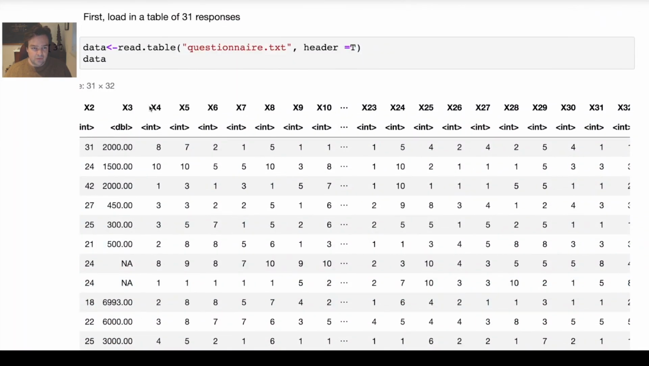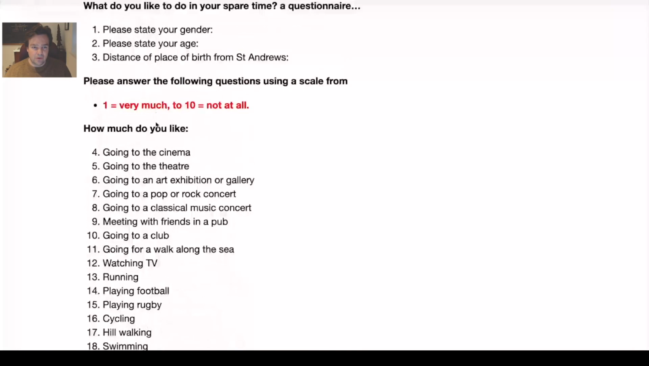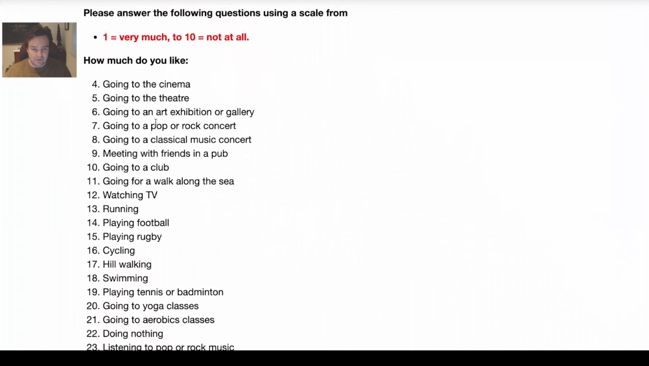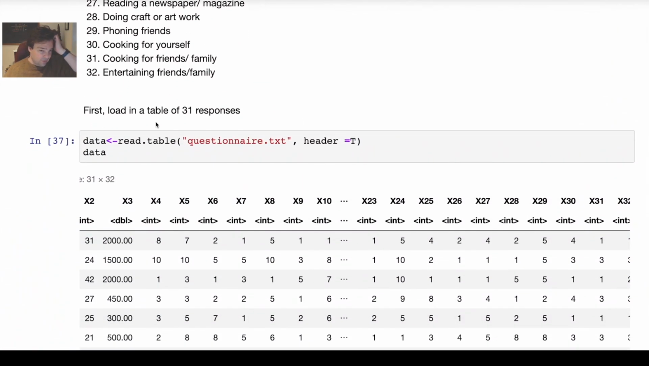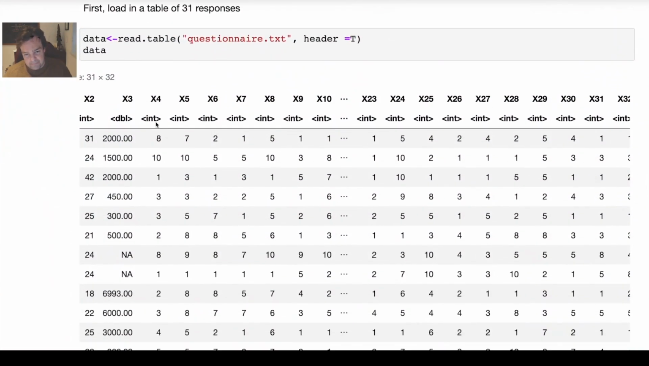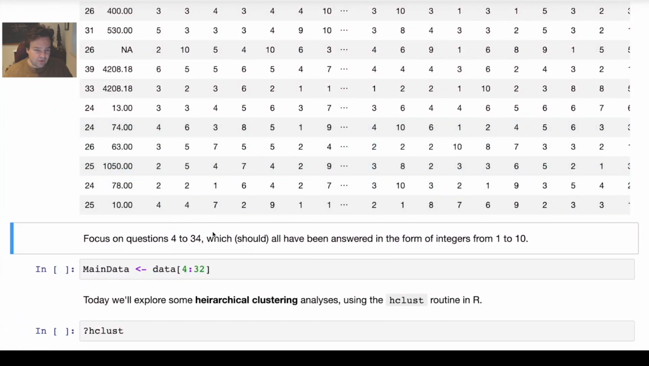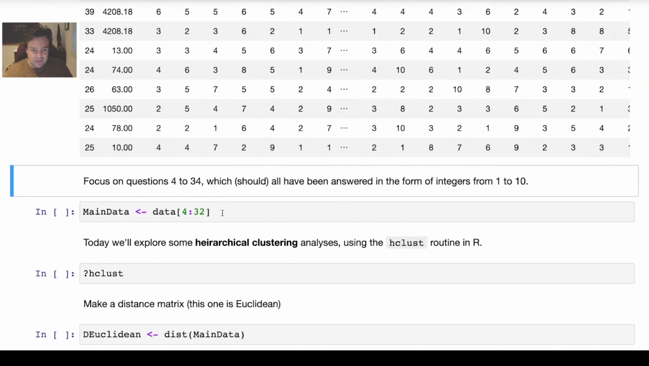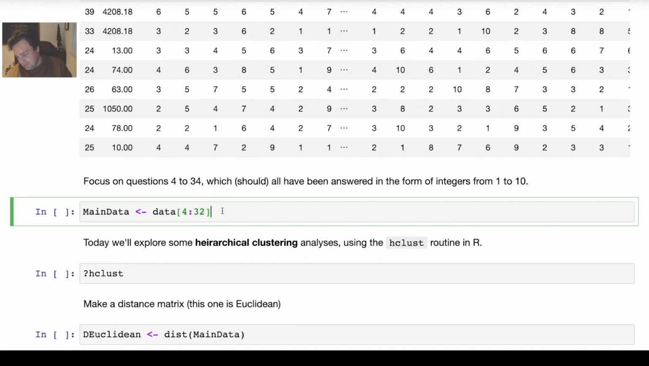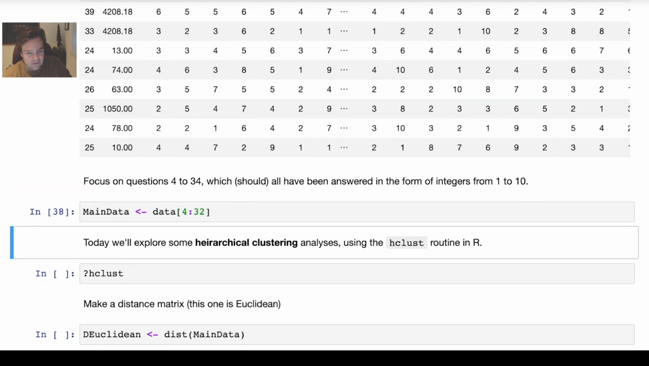And we're going to focus on columns 4 and higher, which are the ranking 1 to 10 questions. So we're not going to look at the other stuff, although you could sometimes do that afterwards. But okay, so we're going to focus on questions 4 to 34. And they should all be integers. And so let's just name that thing main data.